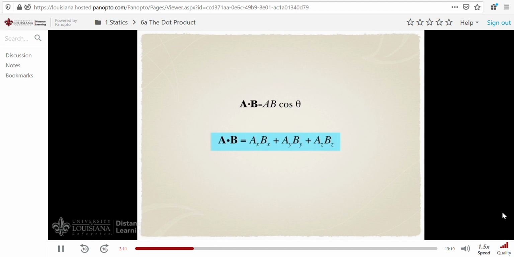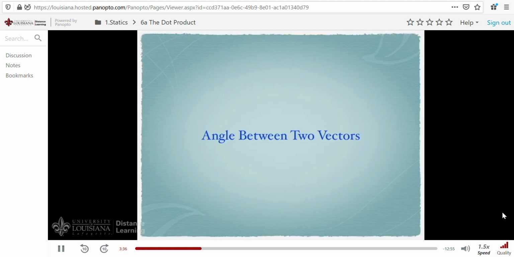And so here are two key equations you should commit to memory. The first one is the basic definition of what the dot product really means. And the second one says that if you want to find the dot product between any two Cartesian vectors, you simply multiply the two x components together and then add them to the multiplication of the y components and then add that to the multiplication of the z components, and you get your answer. Now let's talk about a few applications.